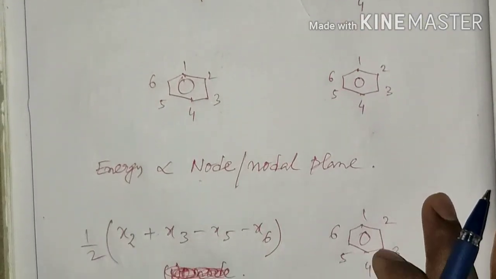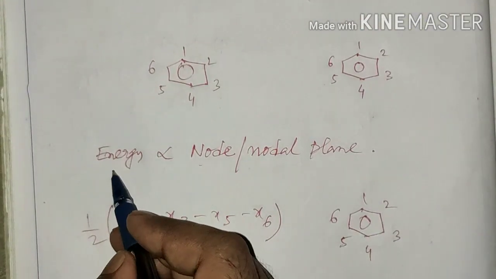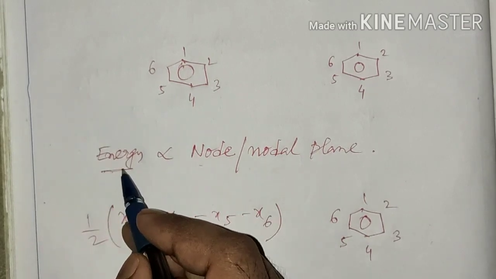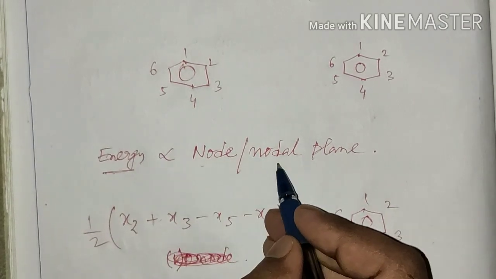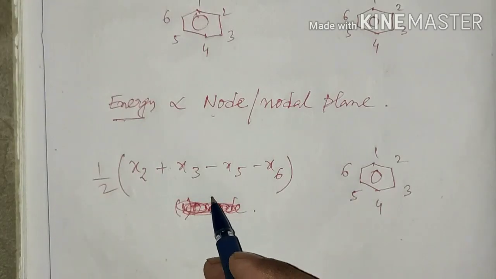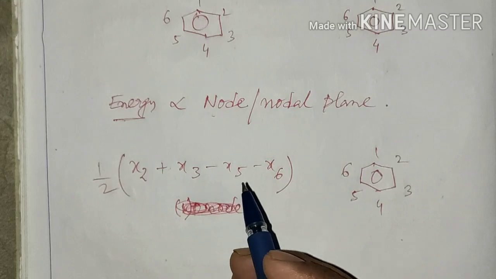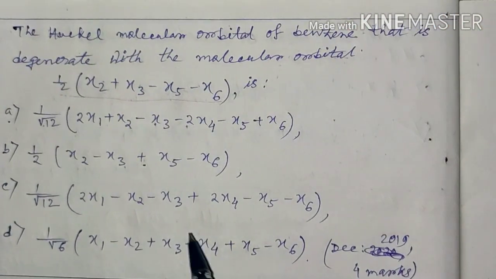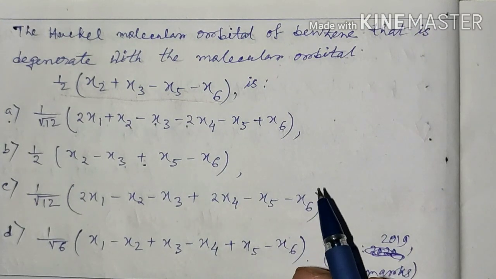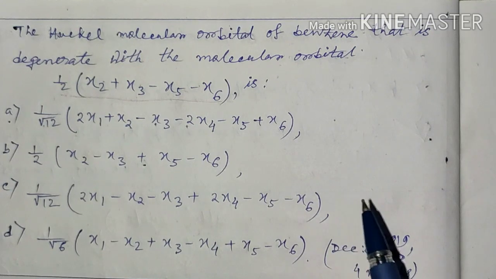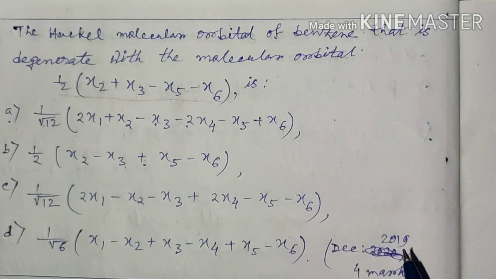Now we know that the energy of any molecular orbital or any system corresponds to the number of nodes or nodal planes present in the system. That means we have to calculate the number of nodal planes present in this molecular orbital, and two molecular orbitals will be degenerate, that is, have the same energy, if the number of nodal planes or nodes is the same.